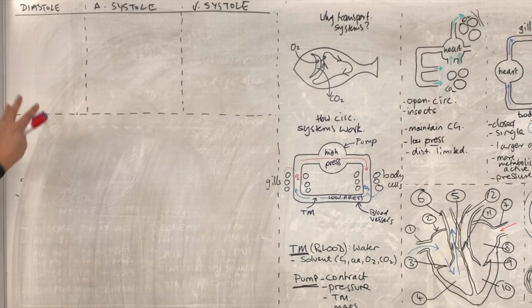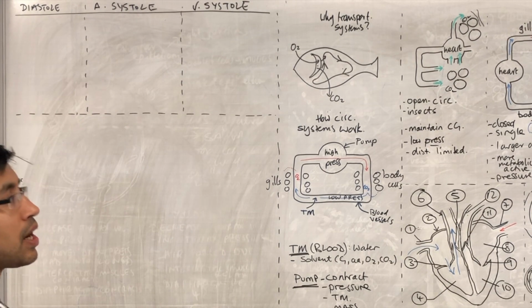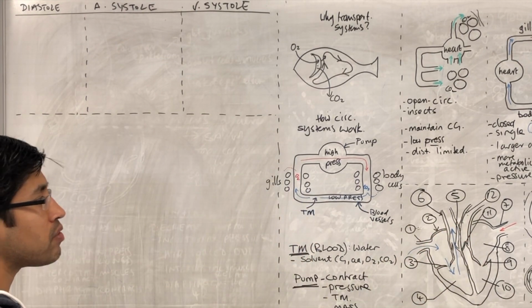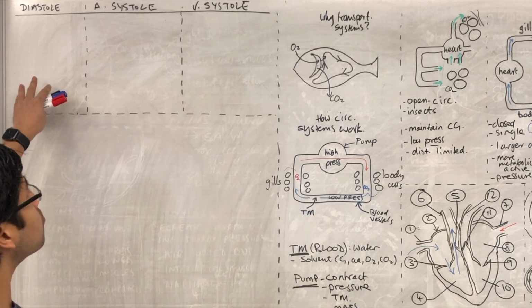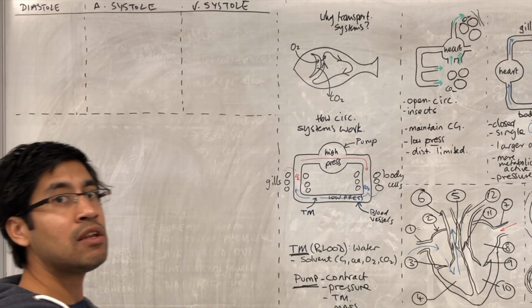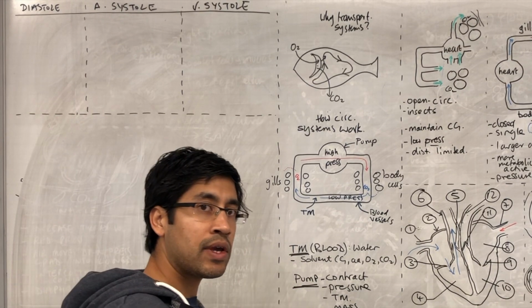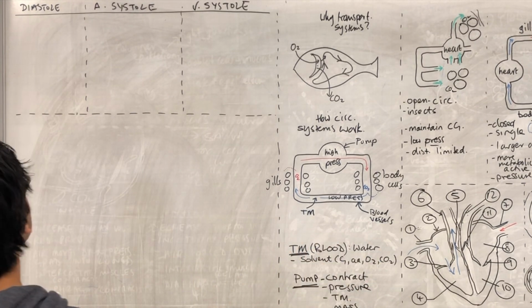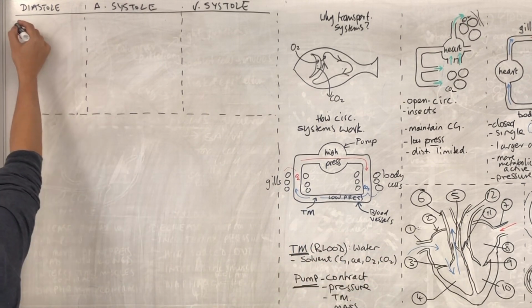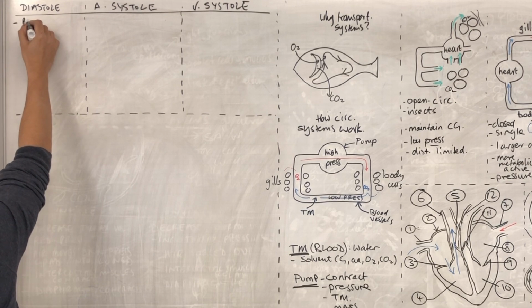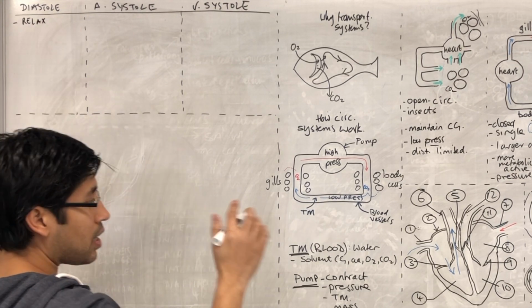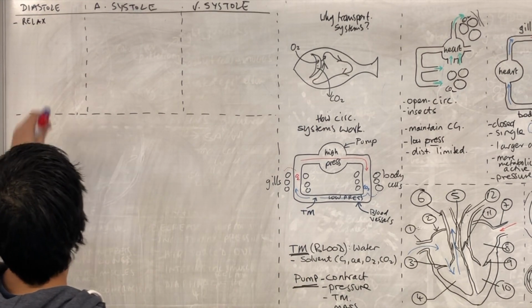Right, so we're going to talk about the cardiac cycle now, and I'm not going to draw out the heart all over again, but I am going to note down the main features, what's going on, with each of the stages. So diastole means relax. I like to begin with diastole.